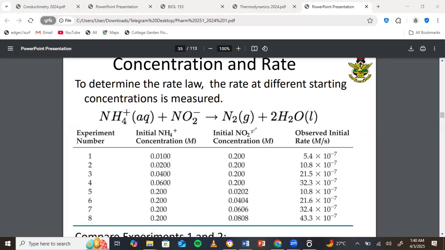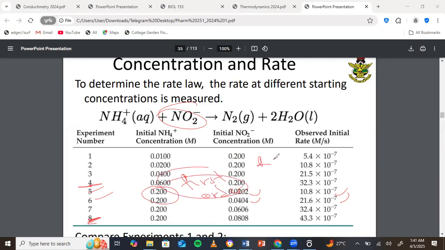Now, in the same vein, if we want to find how the NO2 minus affects the rate of reaction, we have to make sure the ammonium is constant. And so in this series of experiments, 5 to 8, the ammonium has been maintained. If you look at experiment 5 and 6, the ammonium was maintained. Now the NO2 minus, the nitrite ion, has been multiplied by 2. Now the rate has also been approximately multiplied by 2. That is to show that with respect to the nitrite ion here, the rate is also first order.